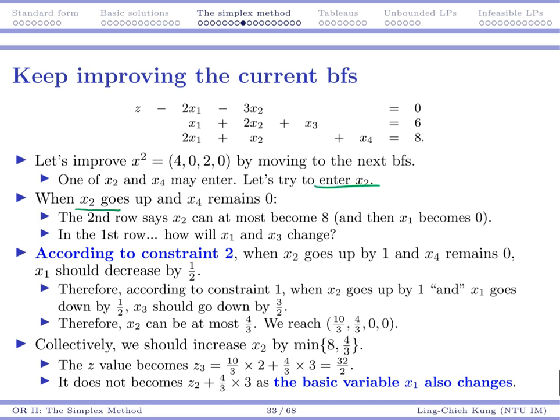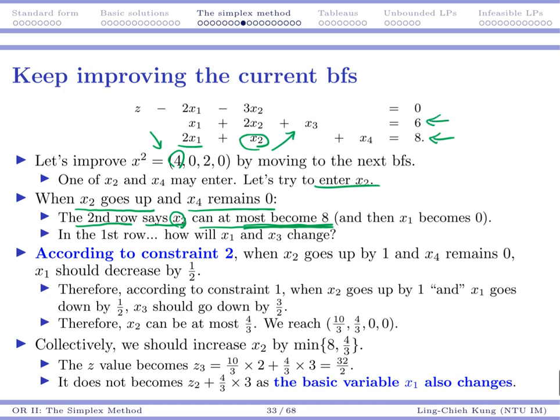Well, if we enter x2 and keep x4 remaining 0, let's see what's going to happen. The second row would tell us that our x2 may be increased to at most 8. Why is that? Because when x2 increases, your x1 would decrease. Okay? And when x2 is increased by 2, your x1 would decrease by 1. And x1 currently is 4. So that means our x2 may be increased at most to 8. Okay, that's information we get from the second constraint.